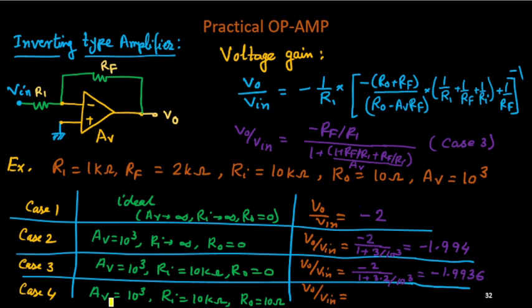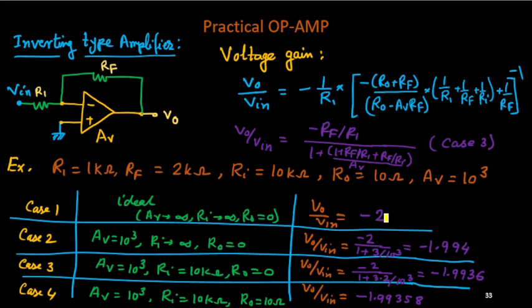Okay. Now case 4 is where all the variables are there. R0 is also 10 ohm, I will consider, and I want to see the effect. So there I will use these equations. If I replace everything here, the value we will get is minus 1.99358. So you can see it is reducing very little. So very little effect. You can see that for a practical op amp as well, the gain is very close to ideal. So this is the beauty of this one.